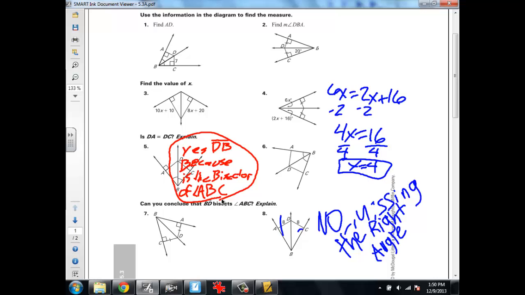Number 2, we are talking about angles, though. It shows these segments are congruent, they're perpendicular, so if this is 20 degrees, the other one is also going to be 20 degrees. Measure of angle DBA is 20 degrees.